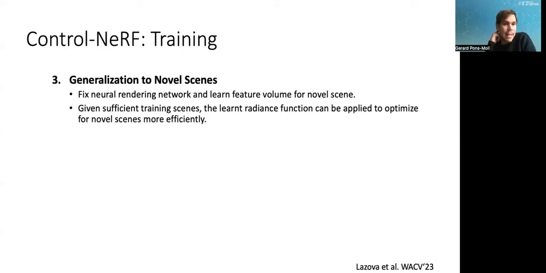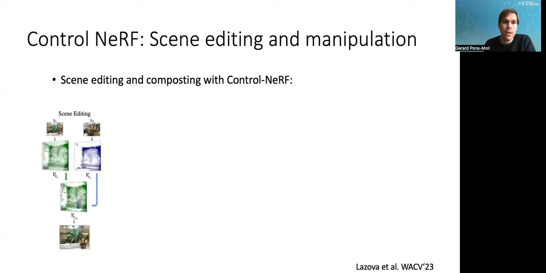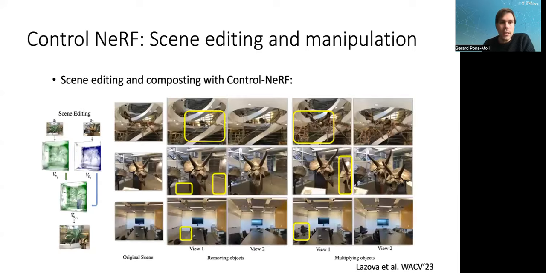But the key advantage here is that you have a fixed neural rendering network and feature volumes that are specific to the scenes. And given sufficient training scenes, the learned radiance function can be applied to optimize for novel scenes more efficiently. Okay, so this is how you can do scene compositing.